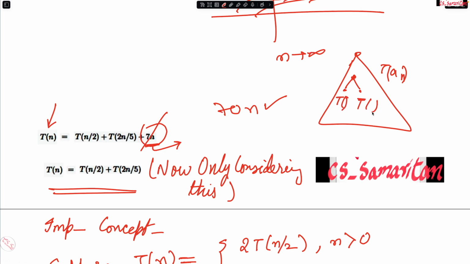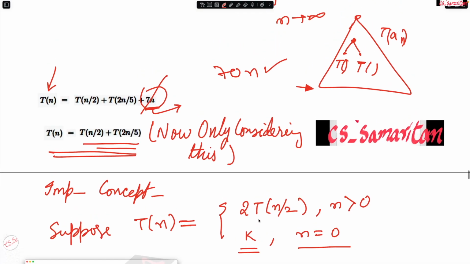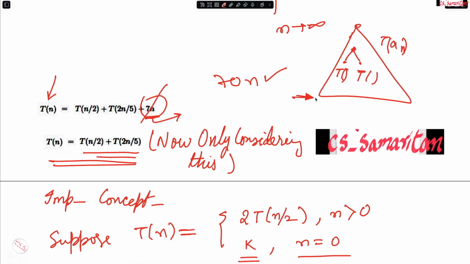So when will there be an impact because of the recursive part? At the leaf level. At the leaf level, that is where the base condition comes into play. The base condition in which if n is equal to 0, we get some constant. That is where the base condition comes into play. So the impact of the recursive level is only going to be apparent at the very base level.